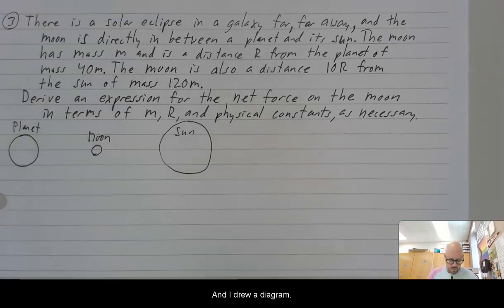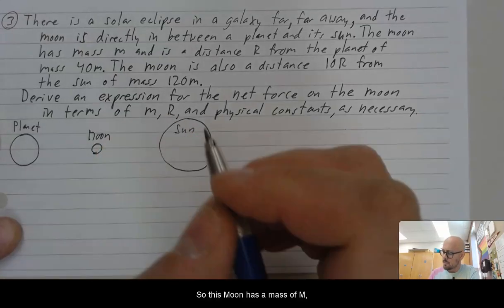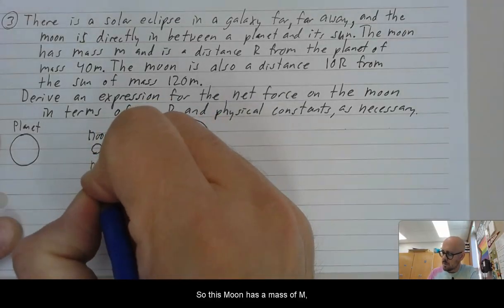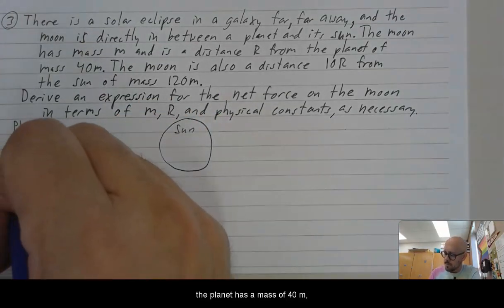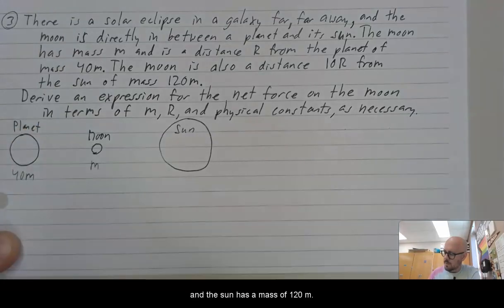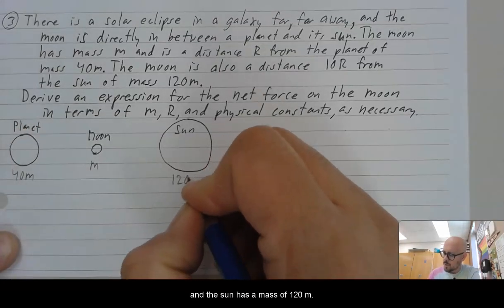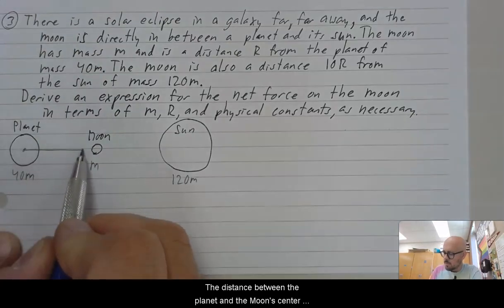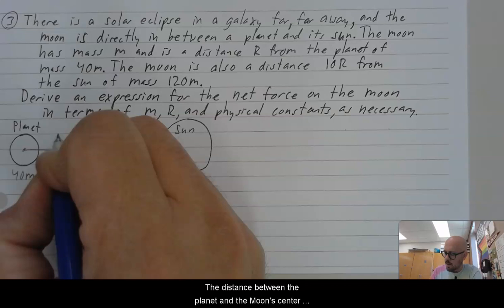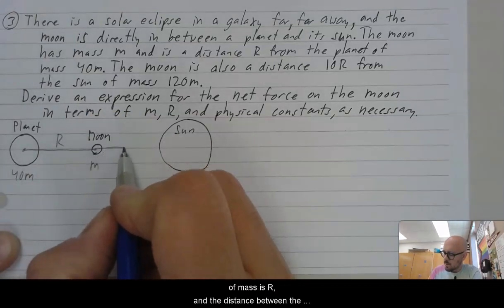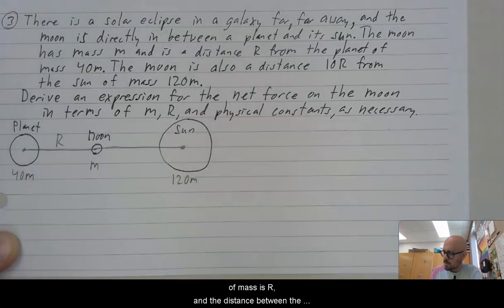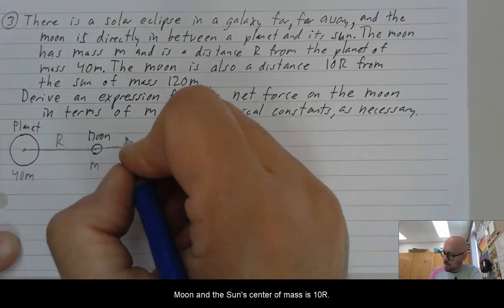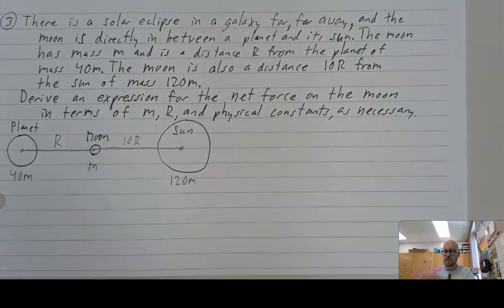And I drew a diagram. I'm going to label the masses here. So this moon has a mass of m. The planet has a mass of 40 m. And the sun has a mass of 120 m. The distance between the planet and the moon's center of mass is r. And the distance between the moon and the sun's center of mass is 10r.